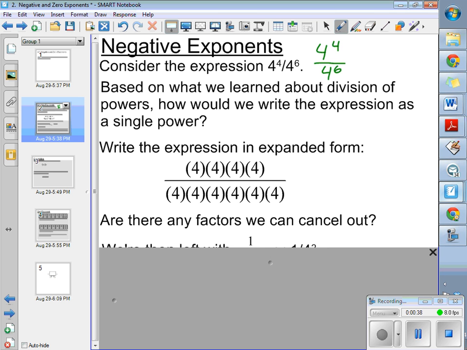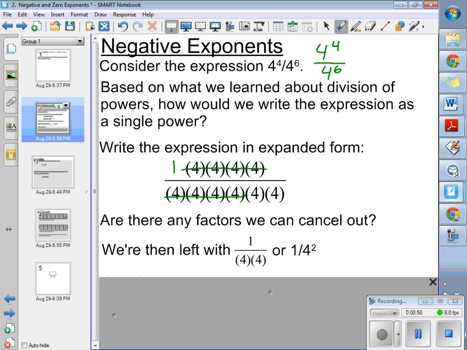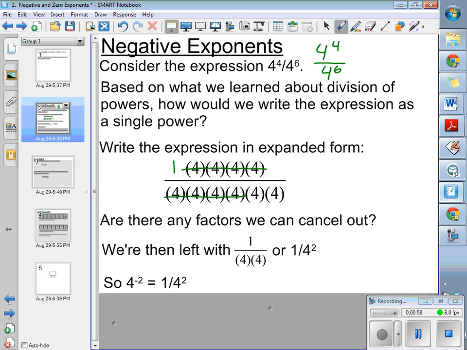So we factor out what we can. So all 4 of these would be gone. We'd be left with 1 here and 4 to the 4th on the bottom, or 1 over 4 to the 2nd. Okay, so 4 to the negative 2nd, or 1 over 4 to the 2nd power. So that is what that simplifies to.